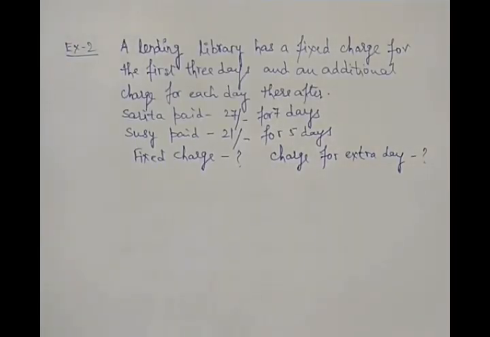Example number 2: a lending library has a fixed charge for the first 3 days and an additional charge for each day thereafter. Now the condition is given that two candidates are there. One is Sarita, the other one is Sushi. Sarita is paying rupees 27 for keeping the book for 7 days and Sushi is paying rupees 21 for keeping the book for 5 days. Now we are interested in finding out the fixed charge and the charge for an extra day. Let's begin with the question.